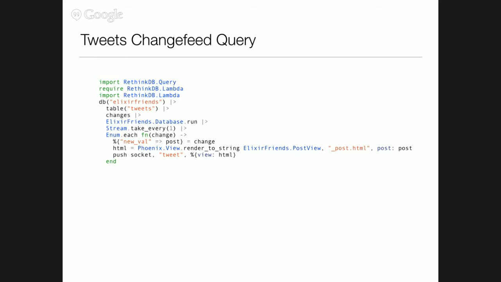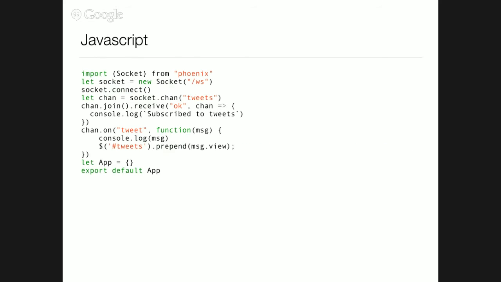So to show you where that comes from or how that's set up, you have to do a little bit more than this with channels, but this is the different part of it that doesn't get generated for you. A lot of this part is basically connecting to the socket, and you have to add the route in your router, but that's really easy. The generator says receive OK, and we subscribe to tweets when we connect. This says on the tweet event, run this function. And all I'm doing is using jQuery to prepend the message view. Message is the payload, view is the HTML.